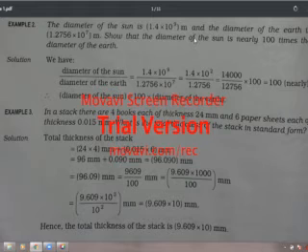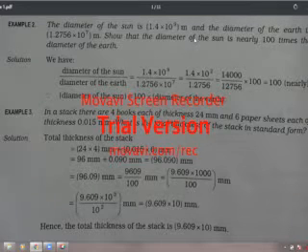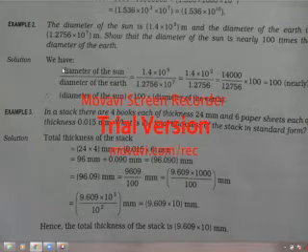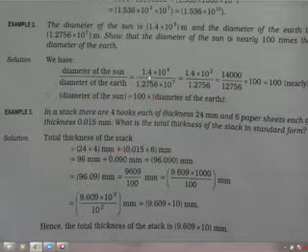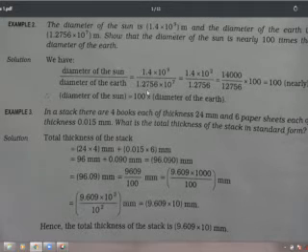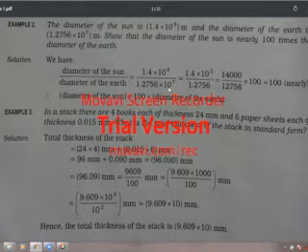Here you have to show that it is nearly 100 times, and for that, see what has been done. We have the diameter of the sun by the diameter of the earth. In standard form, it has been written 1.4 into 10 to the power 9. It is already in standard form, and below also 1.2756 into 10 to the power 7.